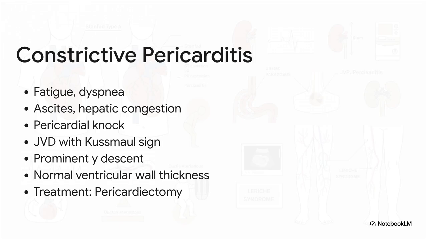The clinical findings mimic right heart failure: fatigue, dyspnea, peripheral edema, ascites, and hepatic congestion. Exam clues are highly testable here. Listen for a pericardial knock and look for JVD with a positive Kussmaul sign and a prominent Y descent. Diagnostics will typically reveal a low-voltage ECG, pericardial calcification, biatrial enlargement, but crucially, a normal ventricular wall thickness. If the disease is symptomatic, the definitive treatment is a pericardiectomy.